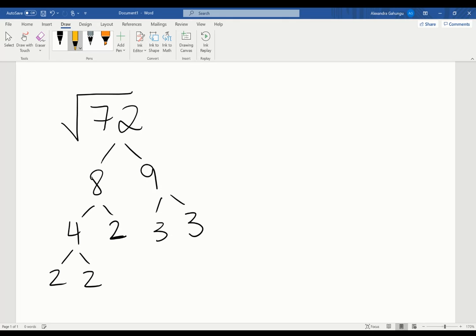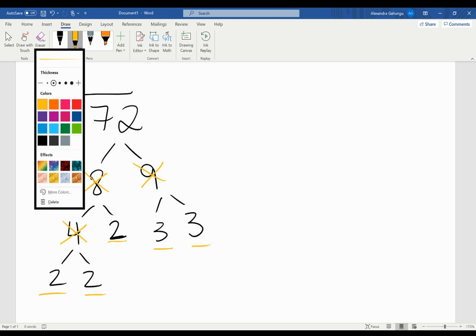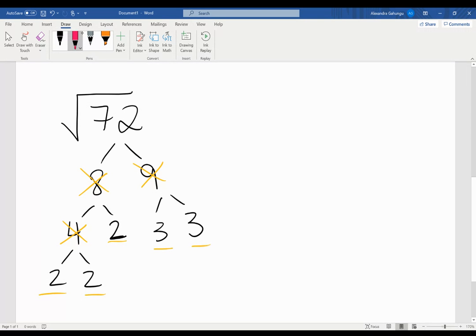So I look at the ends of the tree. 9 isn't the end, so I don't look at it. 8 isn't at the end because I broke it down. 4 isn't at the end because I broke it down. So we only look at the numbers at the very end of my factor tree. Do I have buddies that can leave the house? Do I have pairs, meaning I've got perfect squares? I've got a 2 and a 2 here, so a 2 can leave the house, and a 3 and a 3, so a 3 can leave the house.